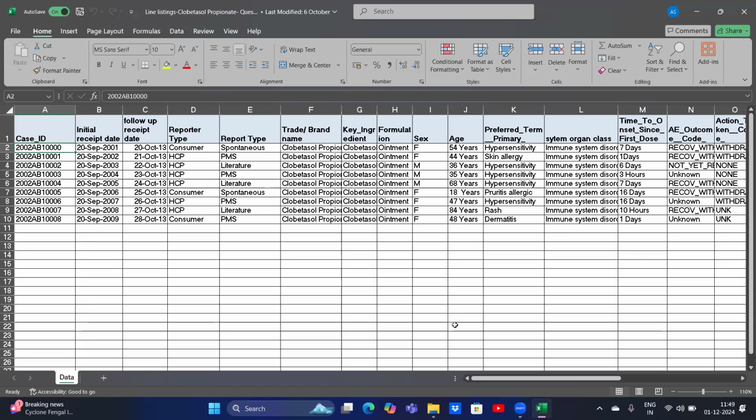Some companies say to give a median age. So suppose five are there, you will add the ages and divide by five, and it will give a median age. You can give the median age of the patients that have experienced this hypersensitivity. So this is how you give the first paragraph, giving a gist of how many cases there were, and how many initial and follow-up, as we discussed. Okay.